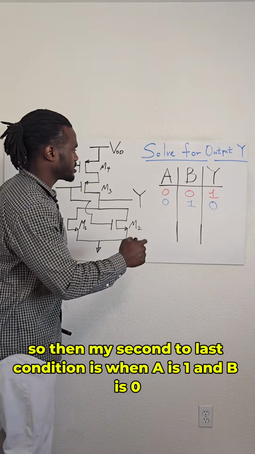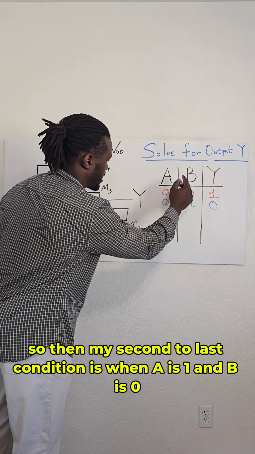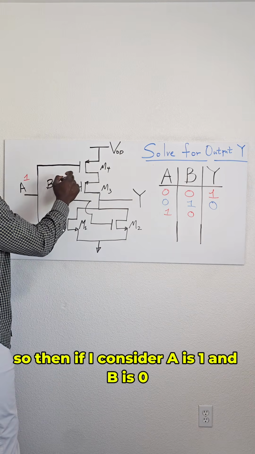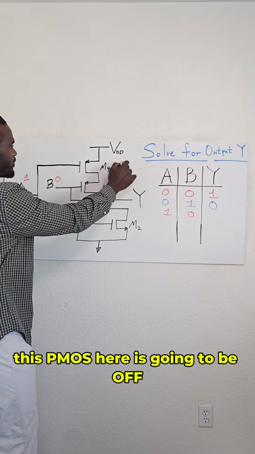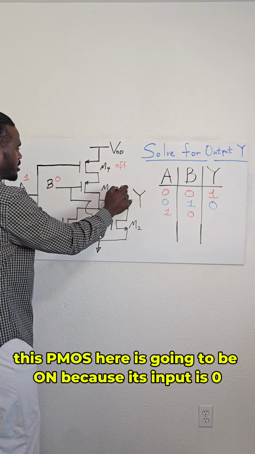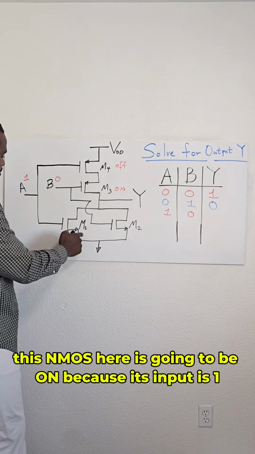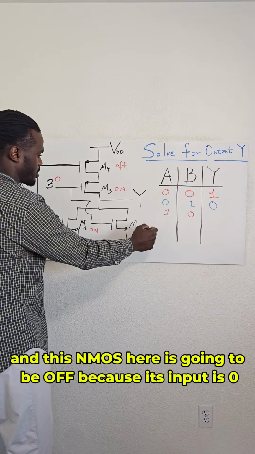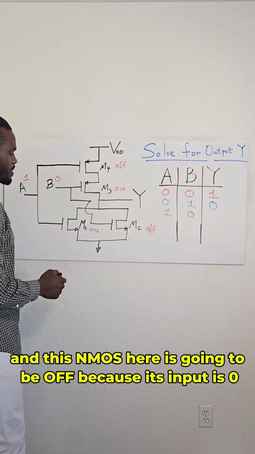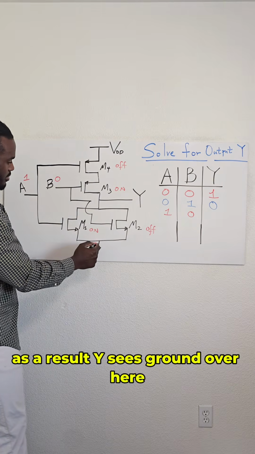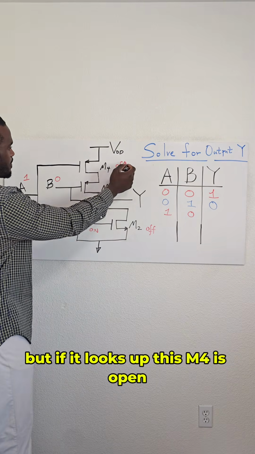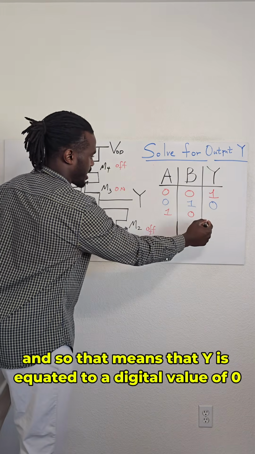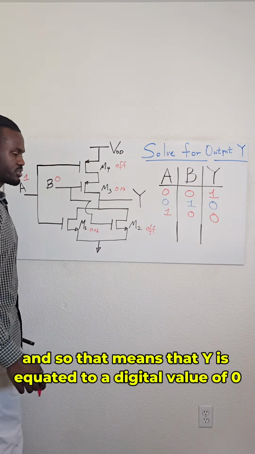So then my second to last condition is when A is 1 and B is 0. So then if I consider A is 1 and B is 0, this PMOS here is going to be off. This PMOS here is going to be on because its input is 0. This NMOS here is going to be on because its input is 1. And this NMOS here is going to be off because its input is 0. As a result, Y sees ground over here. But if it looks up, this M4 is open, so it does not see VDD. And so that means that Y is equated to a digital value of 0.